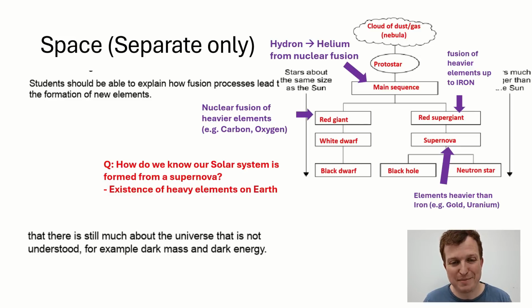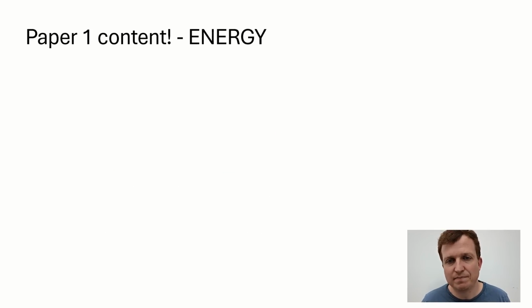The very last statement on the specification is an interesting one. It says there's still much about the universe that is not understood. For example, dark mass, which we usually know as dark matter, and dark energy. So dark matter is this thing we know hardly anything about, but it kind of pulls galaxies together. There's not enough mass that we can see that's responsible for that. Dark energy is something completely different, but is used to describe that the rate of the universe expanding is accelerating. Why is that? We don't really know, so we call it dark energy.